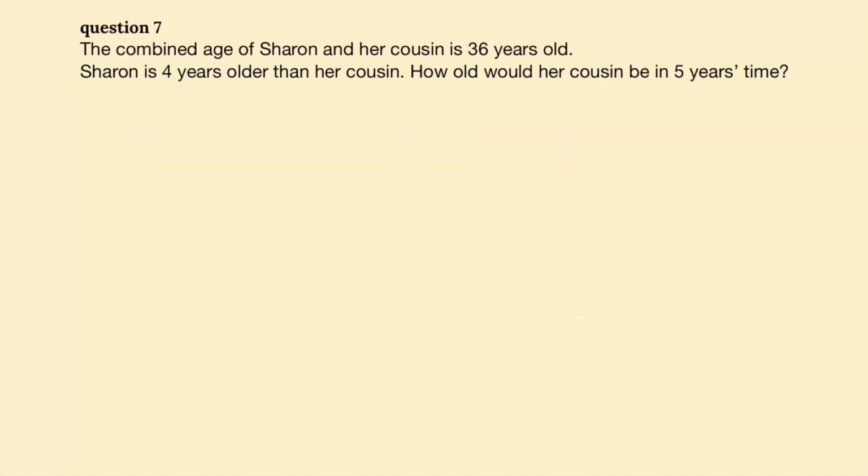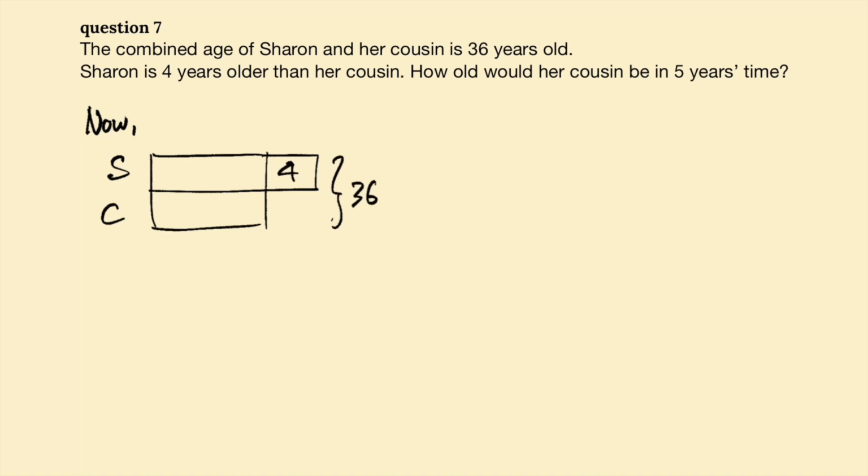The combined age of Sharon and her cousin is 36. Well, we don't know, can't do much there. Sharon is 4 years older than her cousin. Yes, that we can definitely figure out.